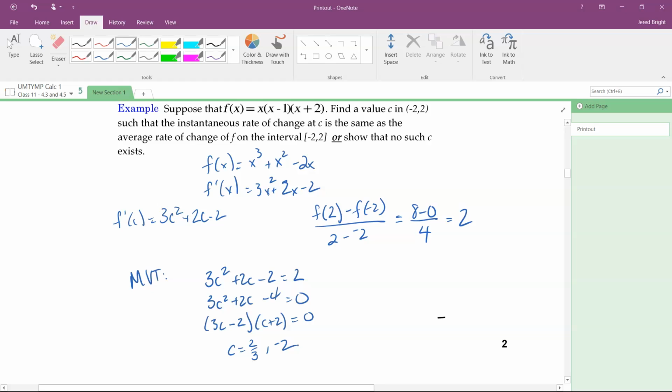And I'm done, right? No. So remember that c must be in the open interval from -2 to 2. So I have to exclude minus 2, and therefore c equal to 2/3 is the only x value such that the instantaneous rate of change is the same as the average rate of change of f on this interval.